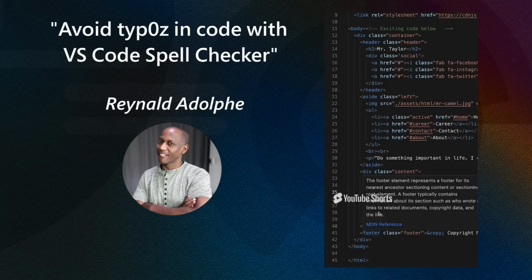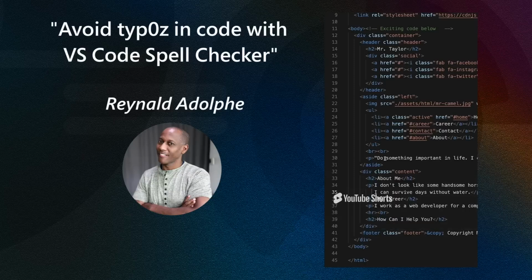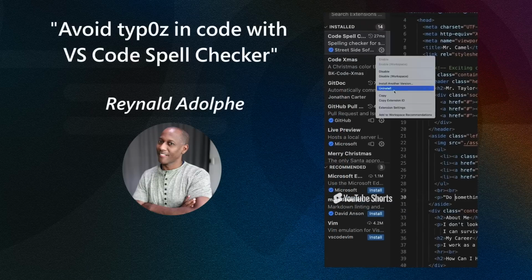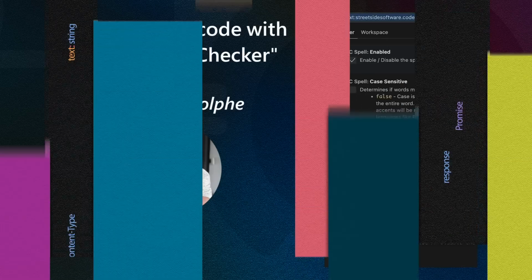And you'll notice that even if I use double quotes on line 30, because it's within a paragraph tag, it will still spell check it if I needed to. Last but not least, if you need to, you can customize this extension to the behavior of your liking.